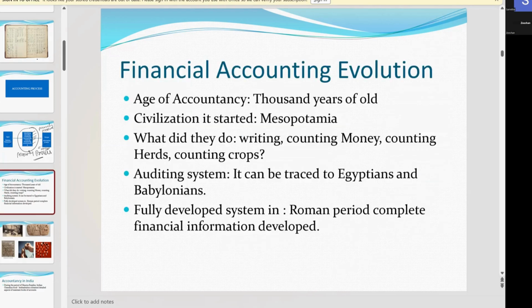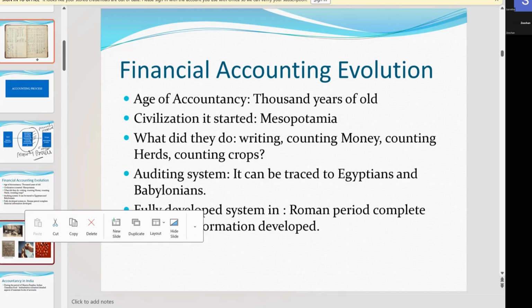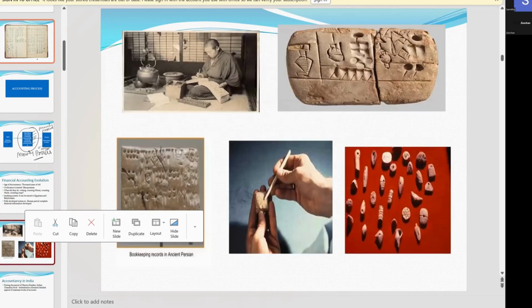Next, how financial accounting evolved. It is over 1,000 years old and started in the Mesopotamian region. They used to count all their sheep. If they took cattle outside for grazing, when they came back they had to count them, and that is how they started an auditing system. The Egyptians and Babylonians marked it this way.